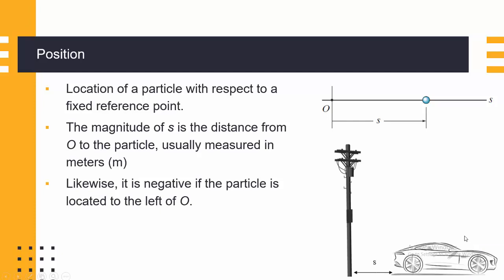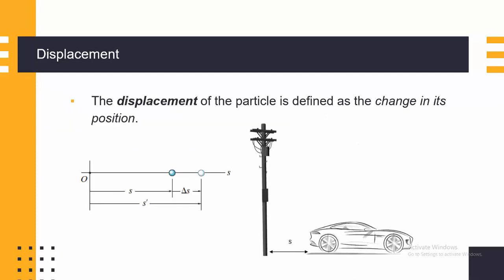An example of position is a car placed at a distance of s from the electric pole. Here s is the position of the car, and position means the distance. The distance is generally measured in meters. So the position is also measured in meters.